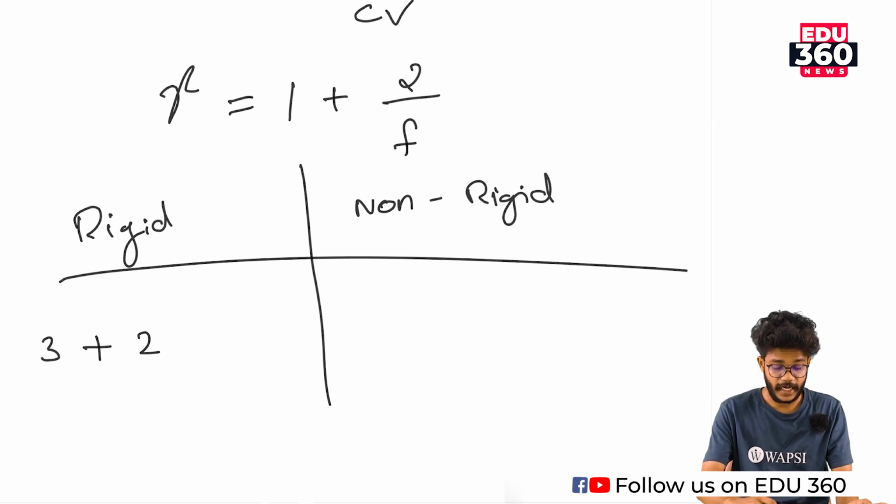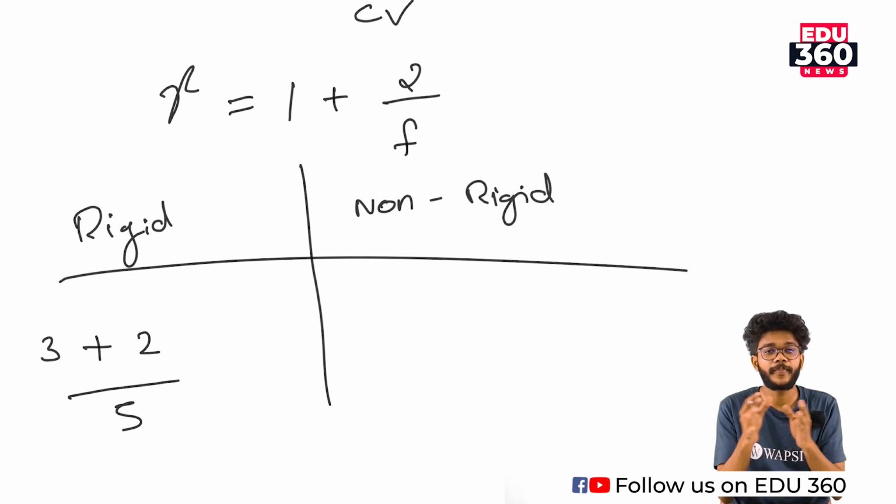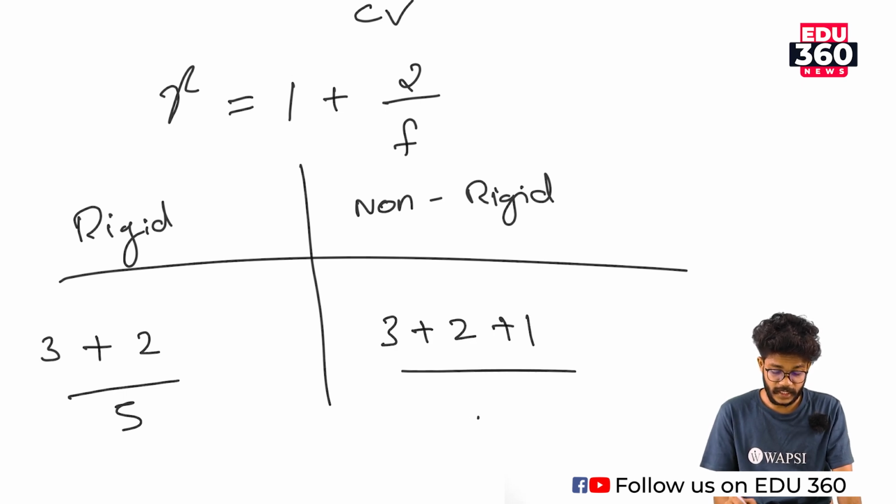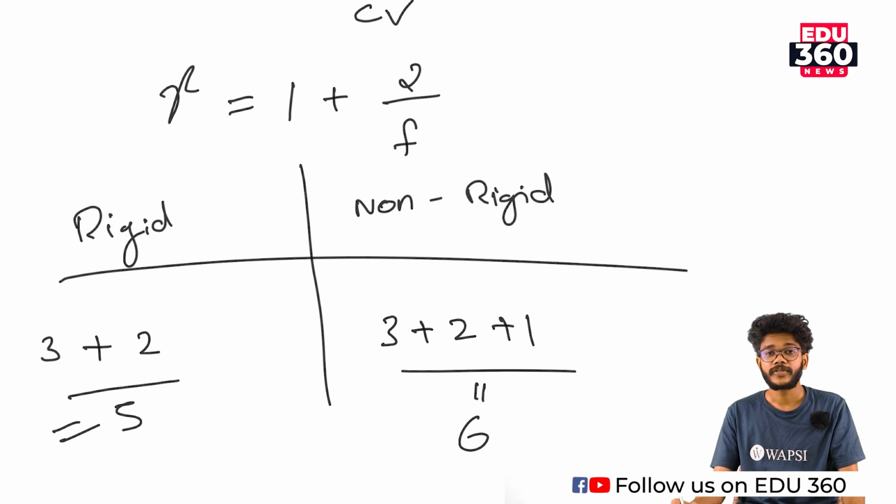In addition to that, 3 translational and 2 rotational degrees of freedom are added. So total 5. In the case of non-rigid, vibration is allowed. So 3 plus 2 plus 1, total 6 is given. So these are the degrees of freedom on the basis of the structure of the molecule.